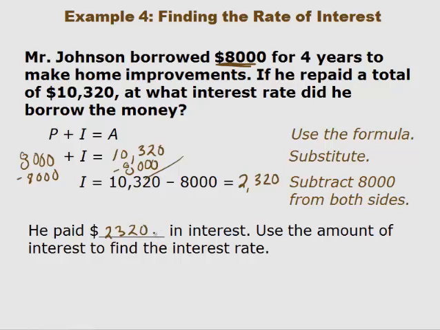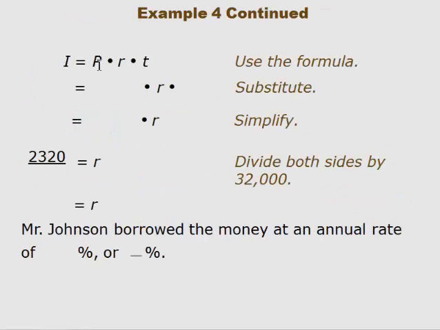Now we're going to use that amount to find the interest rate. We're also going to need the number of years he paid on it. So let's take a look at that. So his interest rate, remember, 2,320 equals his principal, which was 8,000, times his rate. Now we need that time. We didn't need it earlier. And that was 4 years. So we have 2,320, and then we have 8,000 times 4, which is 32,000 times our R. Divide both sides by 32,000.